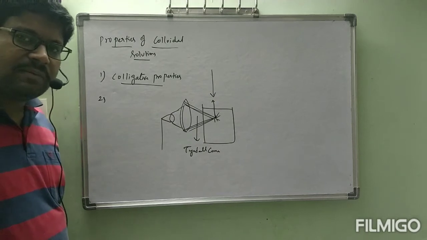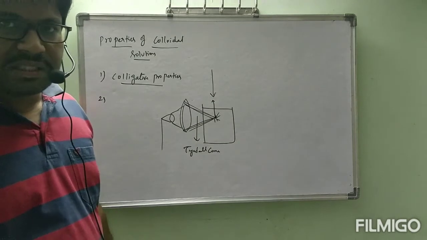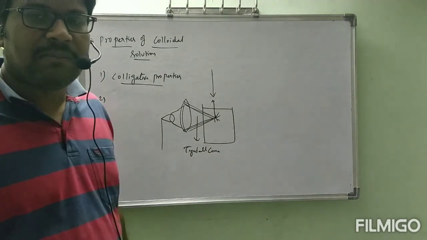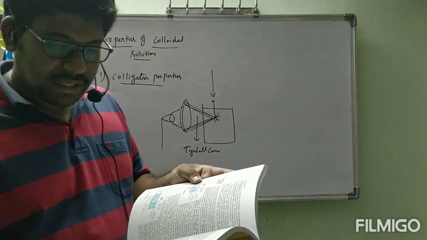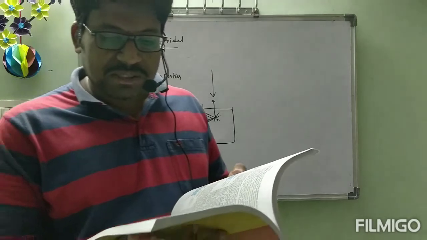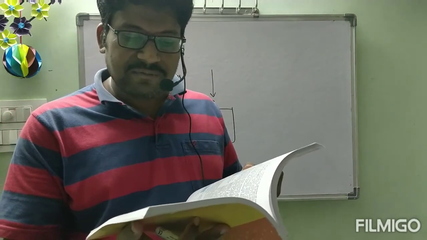This was first studied by Faraday and later developed by Tyndall. That's why this effect is called the Tyndall effect. The process of scattering of light by colloidal particles is called the Tyndall effect. Now I will read this once. Colloidal solutions viewed in the same way may also appear reasonably clear or translucent by the transmitted light, but they show a mild to strong opalescence when viewed at right angles.